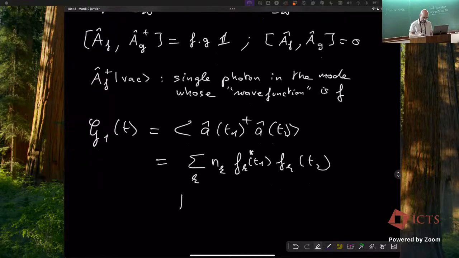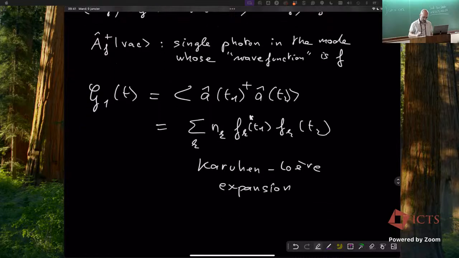This is called a Karhunen-Loève expansion. Interestingly, if we order the weights n_k, so we can choose n_k plus 1 smaller than n_k, then what we have done here is identify what is the natural basis of modes for a given quantum state. And so you can like this define what are the optimal discretization of the line for a given problem. Okay.